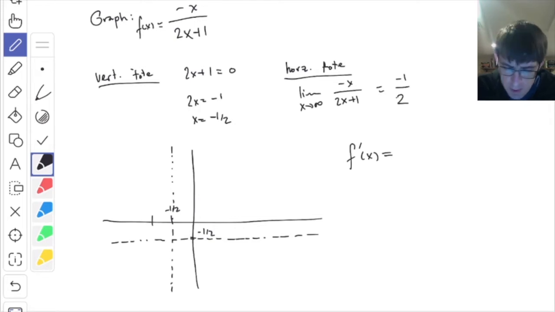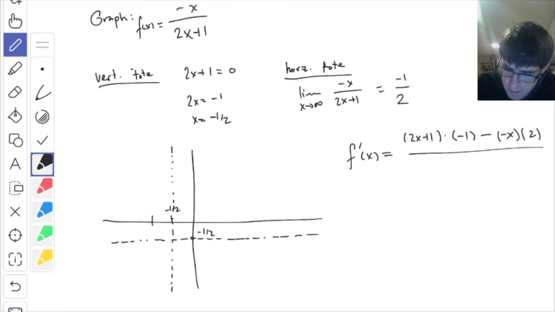And I do it: the bottom times the derivative of the top, which would be negative 1, and then minus the top, negative x, times the derivative of the bottom, which would be 2, over 2x plus 1 squared, like so. All right. This is my function. You better simplify because we have to do a bunch more stuff with this.